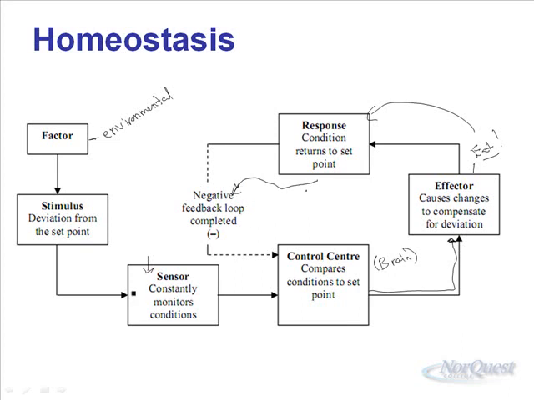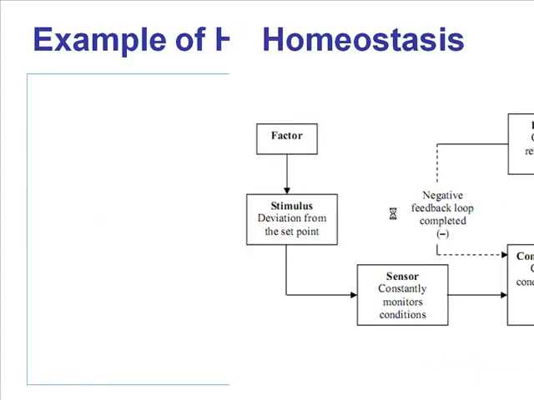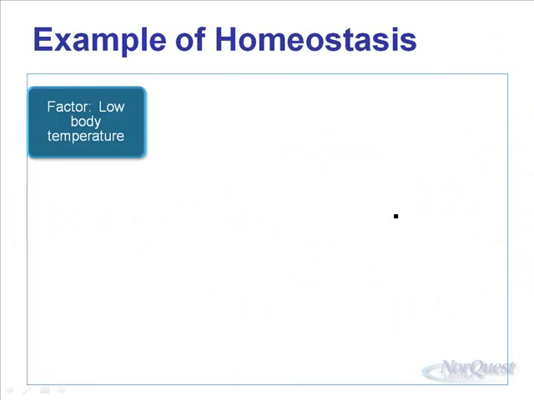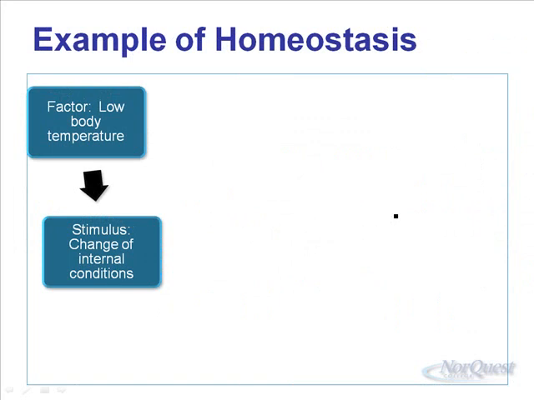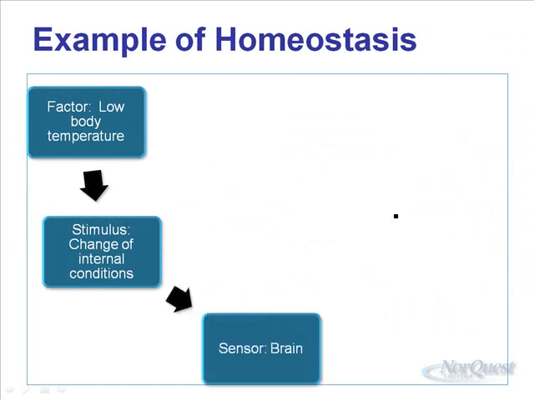So no longer feeling hungry, our brain senses this and tells us to stop eating, because we now feel full. And so that shuts down the response to that initial factor. Here's another example using body heat. So an example of a factor would be low body temperature if you're outside. The stimulus is this change of internal conditions. Your body temperature is dropping.